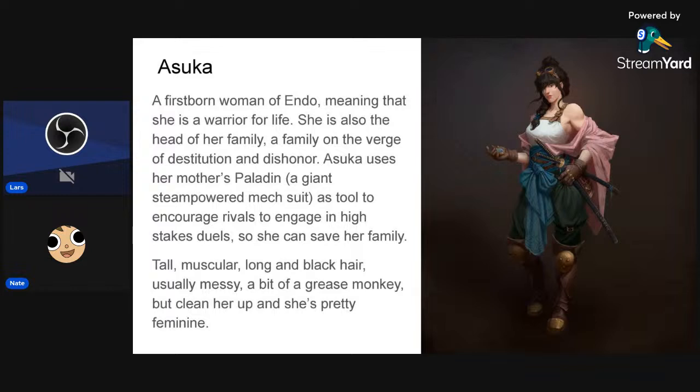She's tall, she's muscular with long and black hair. She's usually messy because she's a bit of a grease monkey. But if you clean her up, she's quite pretty and feminine. And so when I gave this description and a little bit more to Kevin, this is what he created. And I freaking love it. He captured Asuka so dang well because you can see.